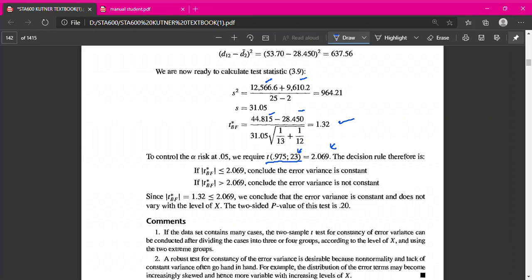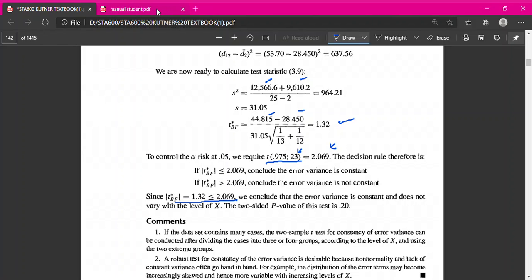So here, since the absolute value of the test statistic, which is 1.32, is less than the critical value from the critical table, we conclude that the error variance is constant because we fail to reject H0. The error variance is constant and does not vary with the level of X. Meaning we have a homoscedasticity situation. Okay, so that is the method to conduct the Brown-Forsythe test.